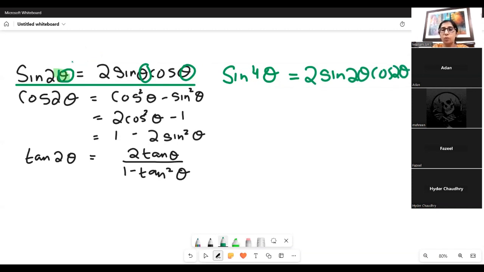Okay. What about sine 6 theta? What would sine 6 theta be equal to? Someone other than Heather.